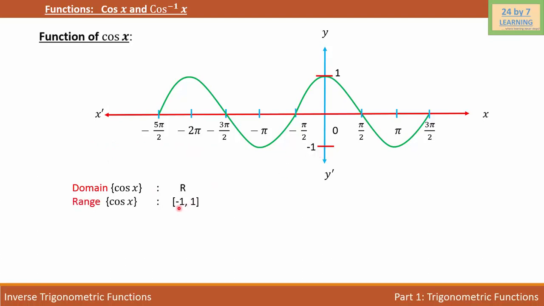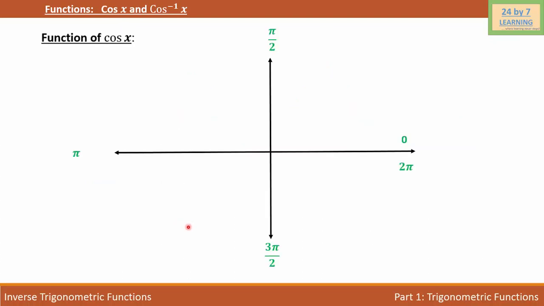And the range is negative 1 and 1 because the value of cosine lies between negative 1 and 1, including the end values. And the periodicity of cosine function is 2 pi because the cosine function repeats itself after an interval of 2 pi. Now let's talk about some more properties of cosine function.